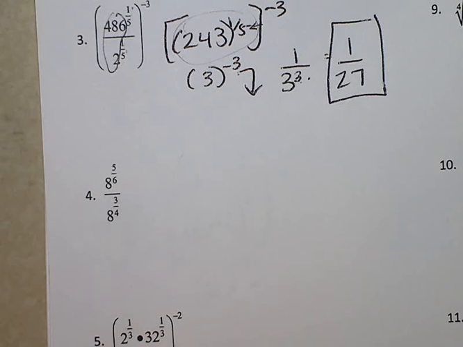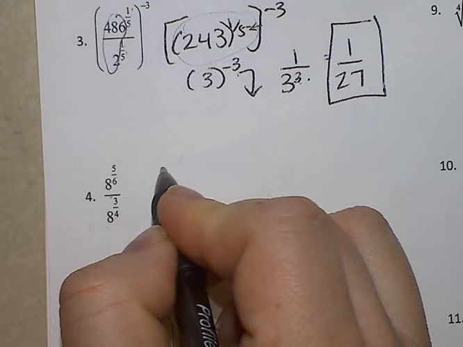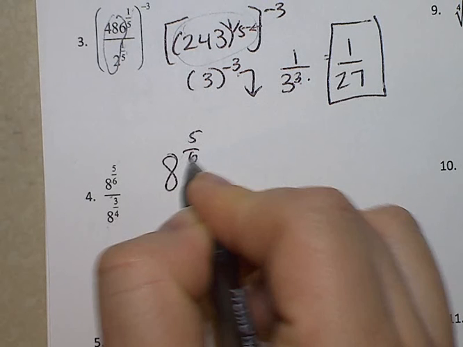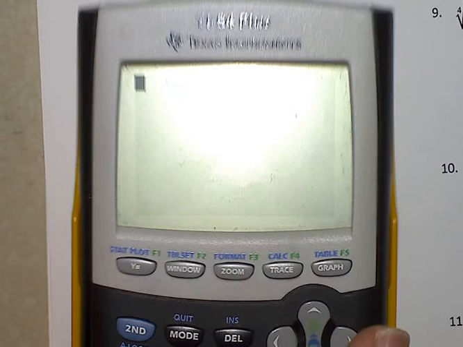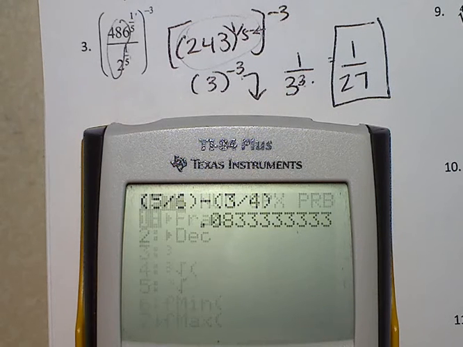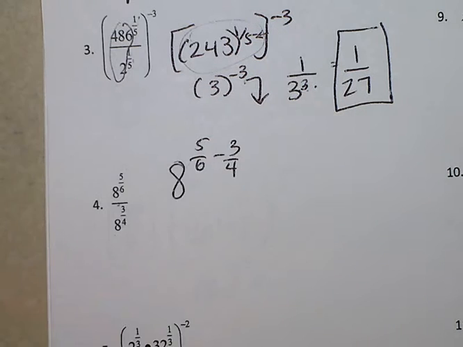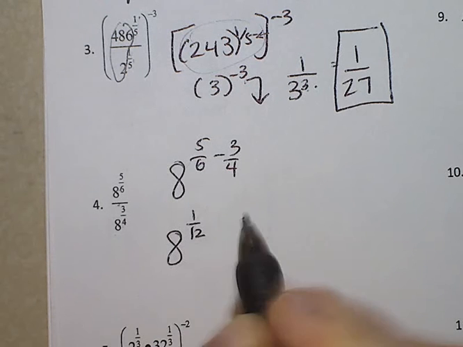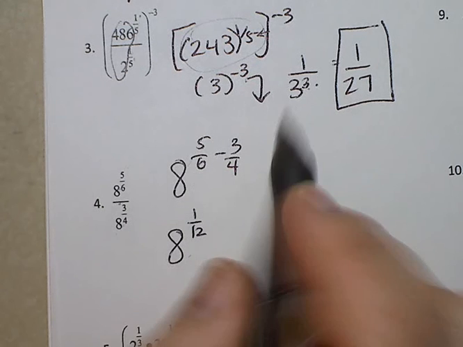Same for number 4. Number 4 may be slightly different on your paper. When you have the same base and you're dividing, you will subtract the exponents. So I'm going to use the calculator and type in 5/6 minus 3/4. I'll put it back into fraction form, and I get 8 to the 1/12 power. There's no 0 on the bottom, no radicals on the bottom, and no negative exponents. Problem is done.